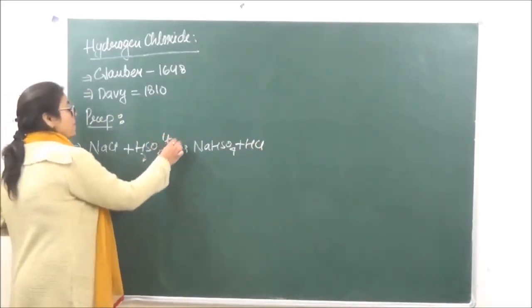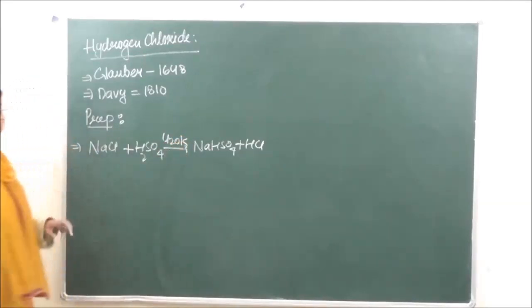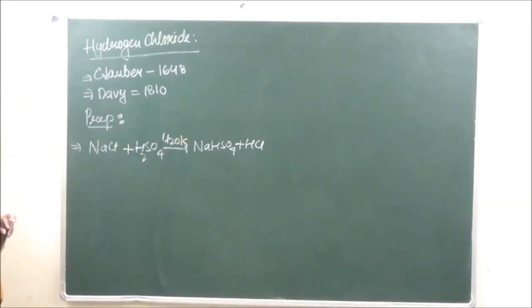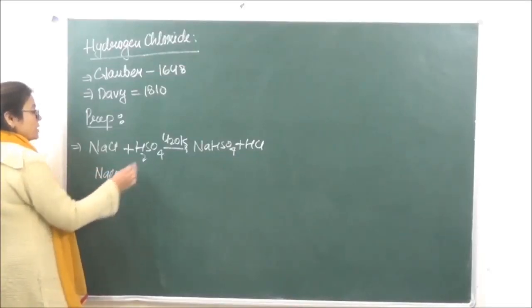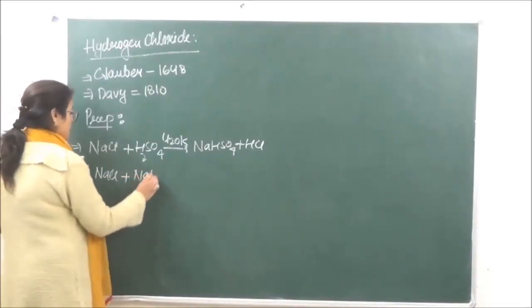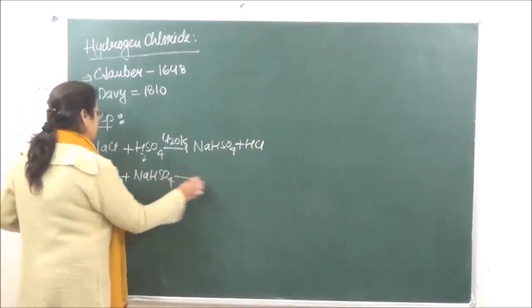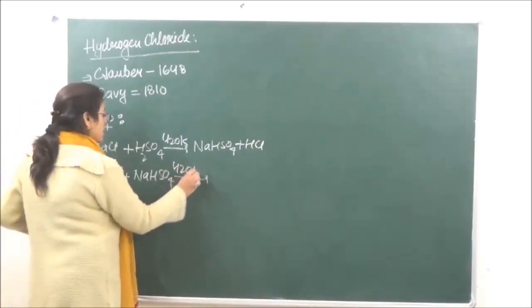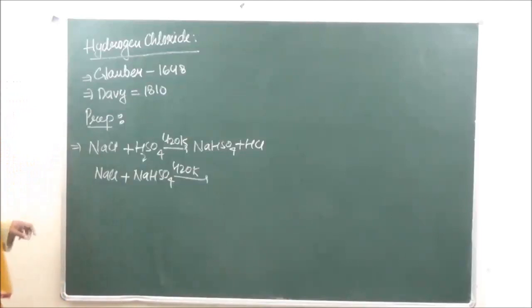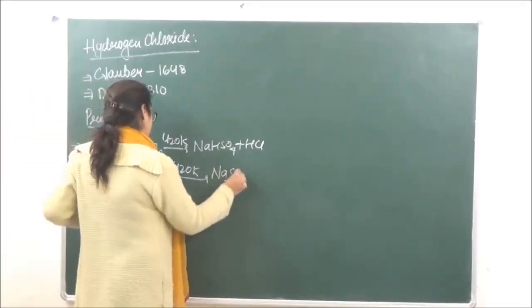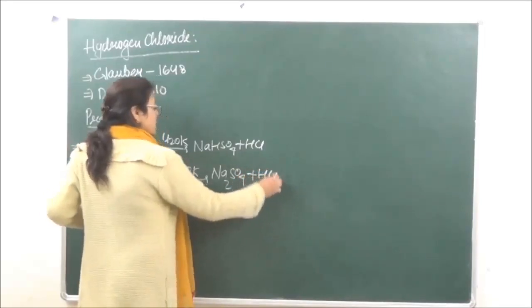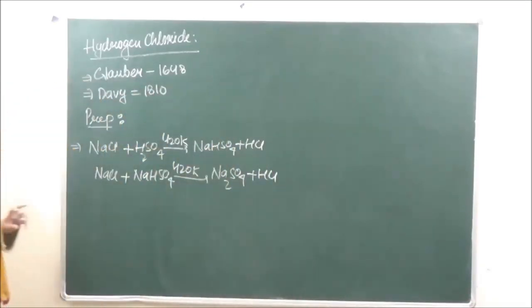The temperature maintained is going to be 420 Kelvin. ठीक है? Further, one more molecule of NaCl can react with NaHSO4 to give us Na2SO4 plus HCl. ठीक है? So this is how hydrogen chloride can be prepared.